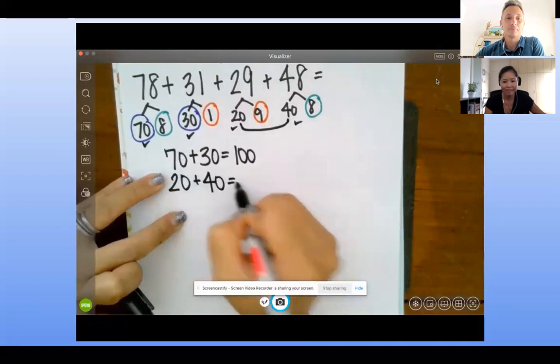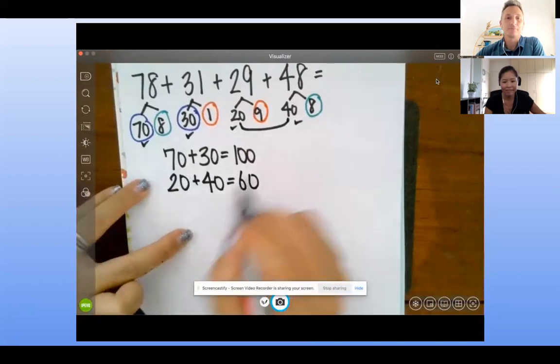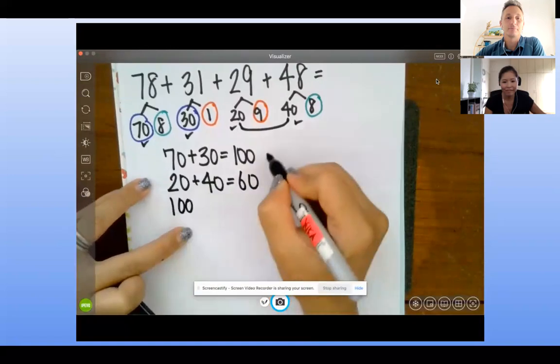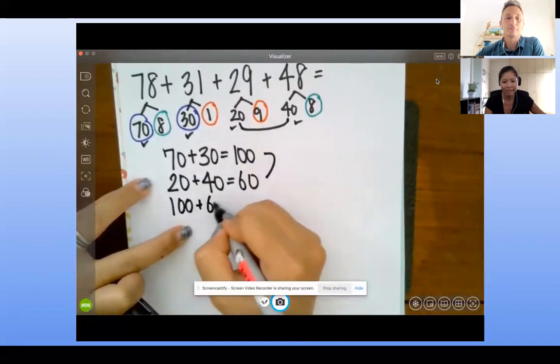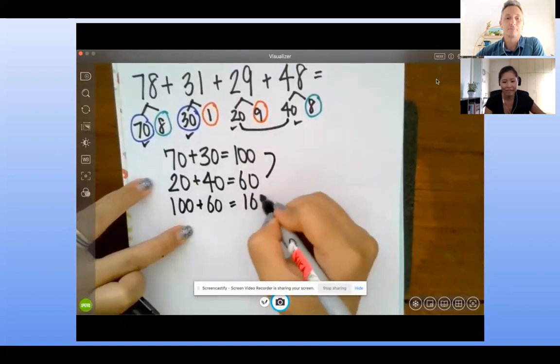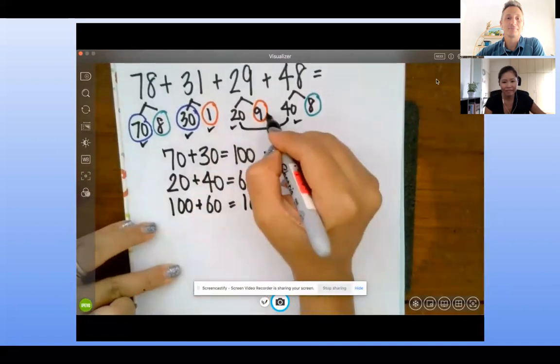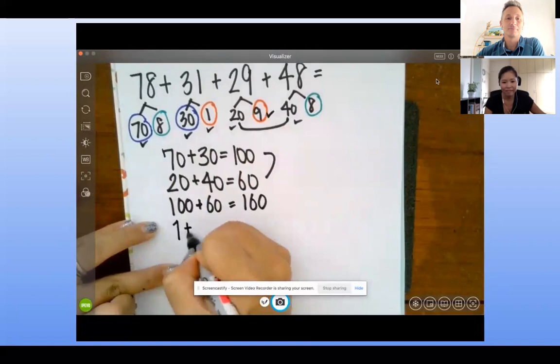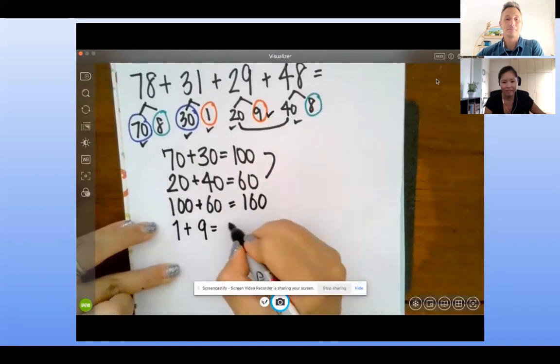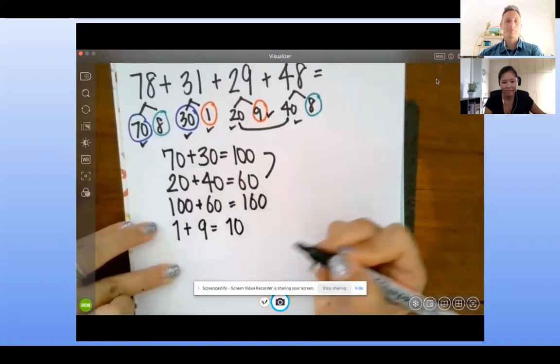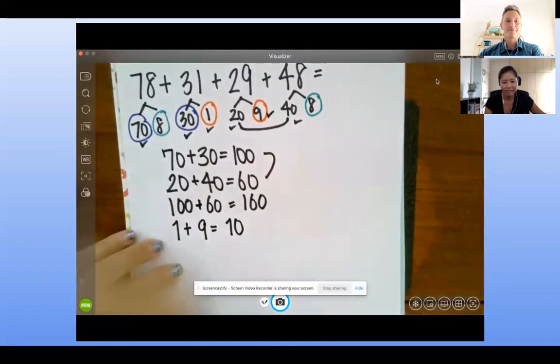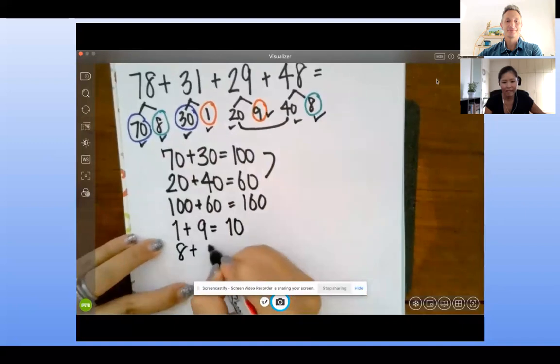20 and 40 equals 60. So I know that adding them will be 160. Okay, now I'm gonna go to my ones. I'm gonna start with my 1 and 9. So next I'm gonna add 1 and 9 because I know that's my friends of 10. Easy peasy. Then after that, I'm gonna add my doubles.